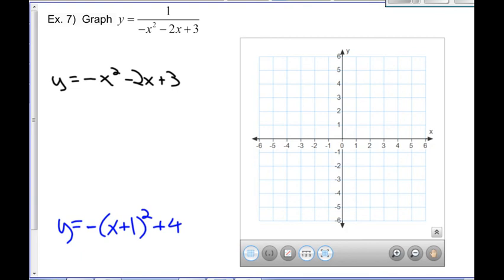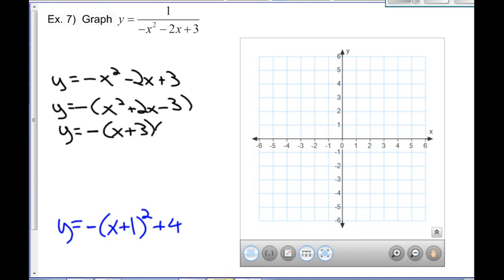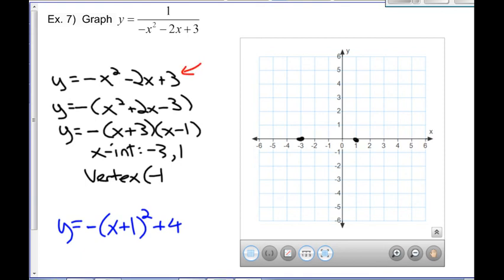I'd be inclined to factor it because I know I'm going to need x-intercepts anyways. So we have negative x plus 3, x minus 1. That tells us there are x-intercepts at negative 3 and positive 1. The vertex is halfway in between them, so that would be at negative 1. And if I want the y-coordinate, I just sub in negative 1 into this. And that's going to give me 4.